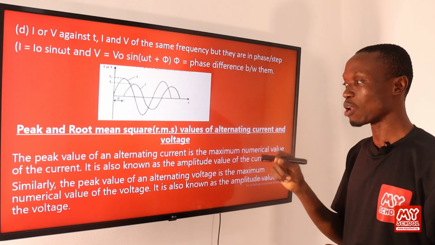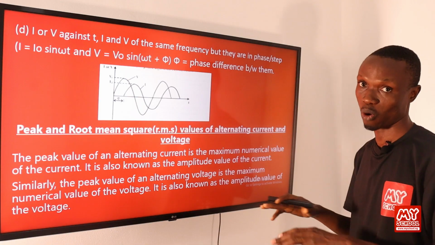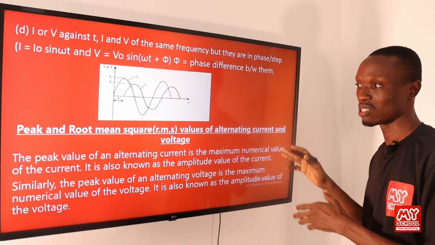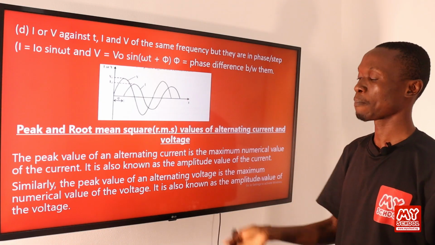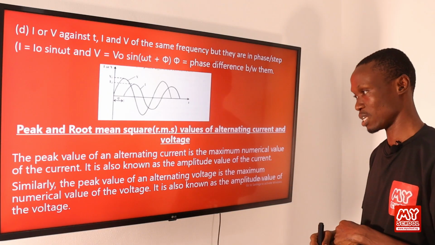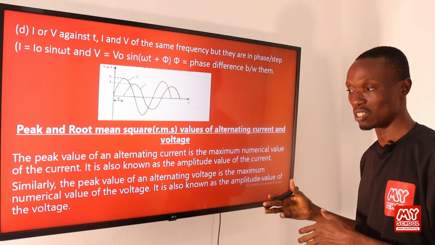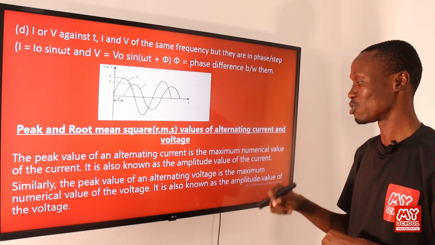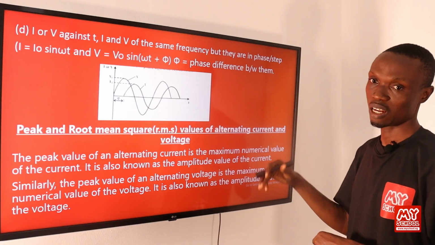The peak value of an alternating current is the maximum numerical value of the current. It's as easy as that. The maximum numerical value of the current is referred to as the peak value of an alternating current. It is also known as the amplitude value of the current. Similarly, the peak value of an alternating voltage is the maximum numerical value of the voltage. It is also known as the amplitude value of the voltage. Let's move to the next slide.